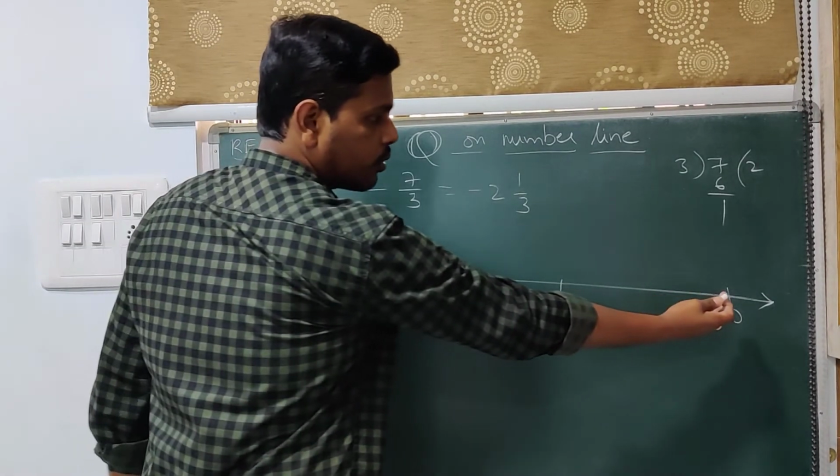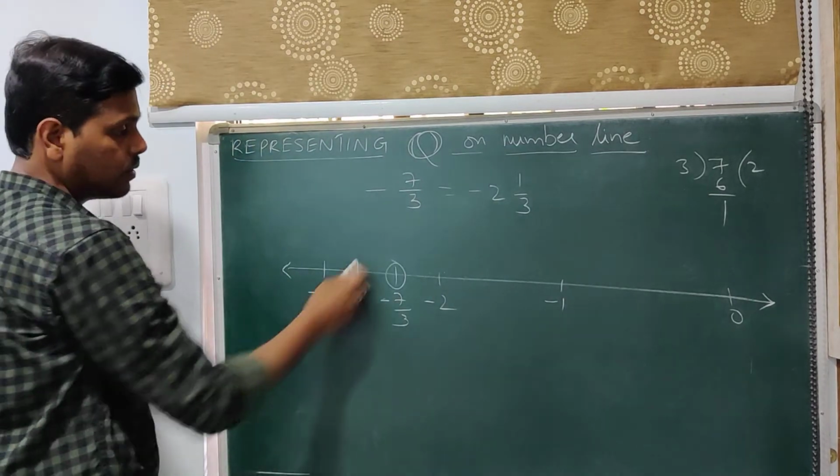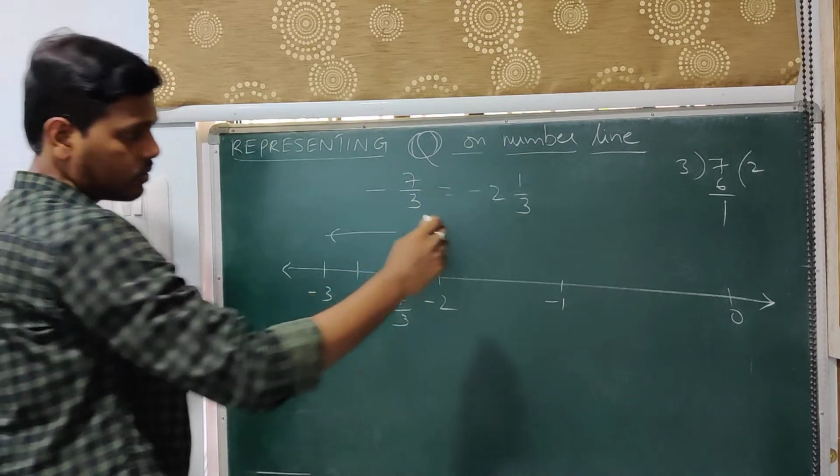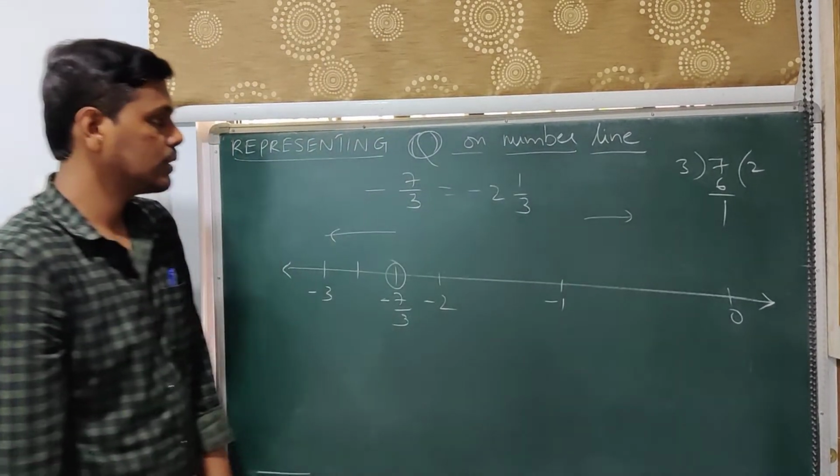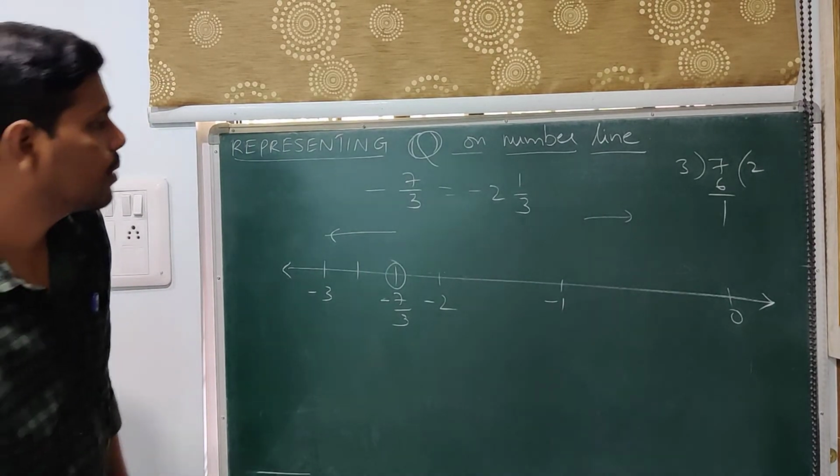So while you are doing it on the left hand side, you will consider in this direction. While you are doing it on the right hand side, you will consider in this direction. So that is the case. This is the way to go about it. We do one more on the negative side.